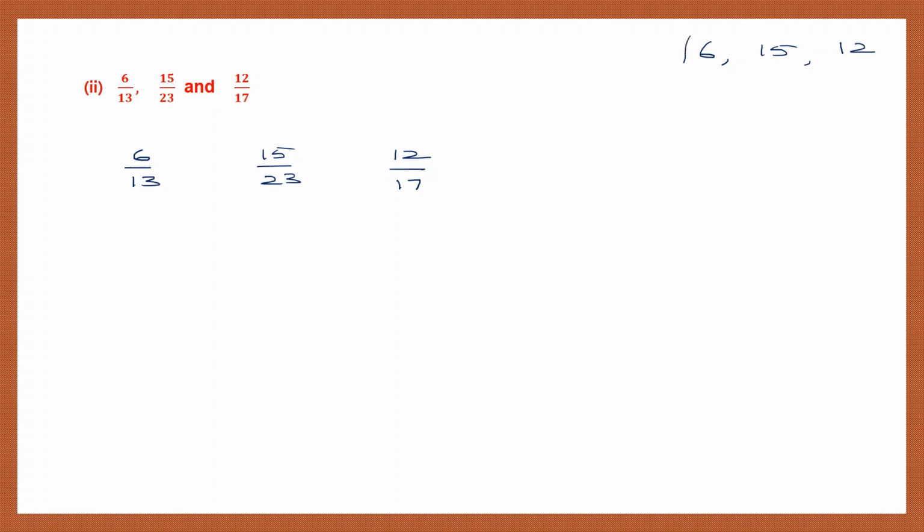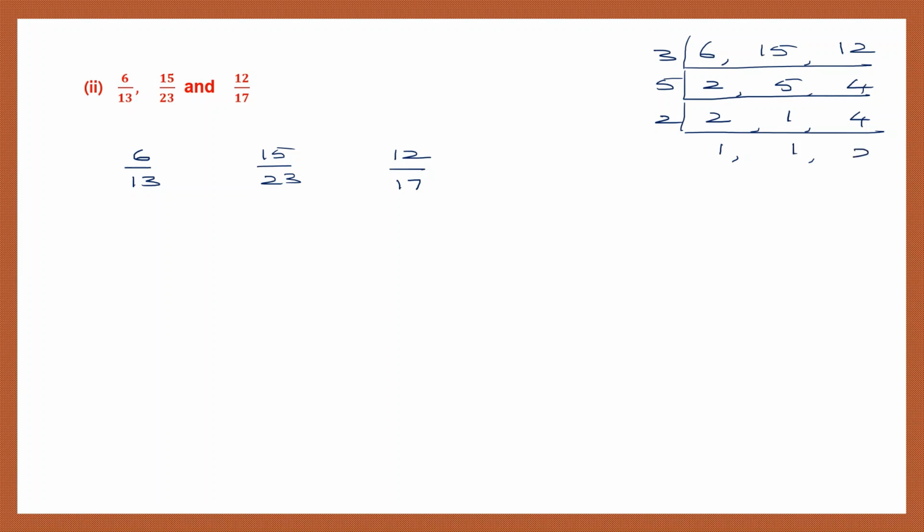So we can use 3. Let's begin with 3. 3 2s are 6, 3 5s are 15, 3 4s are 12. Now we can use 5. So 5, 2 I bring it down as it is, 5 1s are 5 and I bring down 4 as it is. So now we have to use 2. 2 1s are 2, then I bring down 1, 2 2s are 4. Now we continue with 2. So 1, 1 and 1.